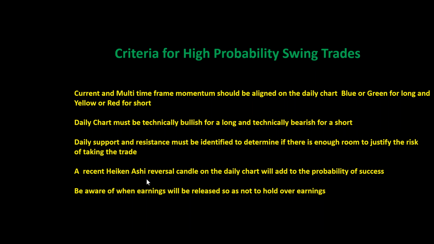And the last thing on the high probability swing trades, be aware of when the earnings are going to be released. You don't want to be holding these things over earnings. So when you're buying an option on them, you want to buy an option that either expires before earnings, or if you buy one that expires just after earnings, make sure you're aware of it and you exit the trade before the earnings come out.